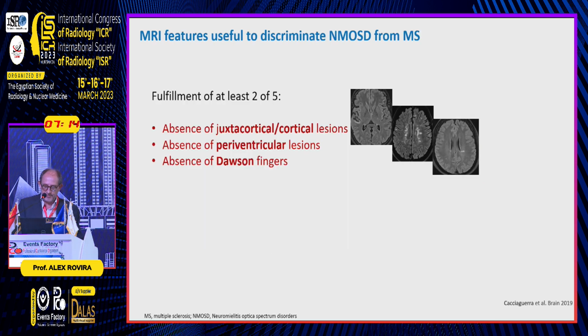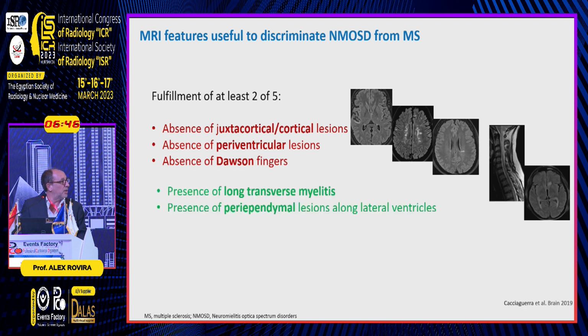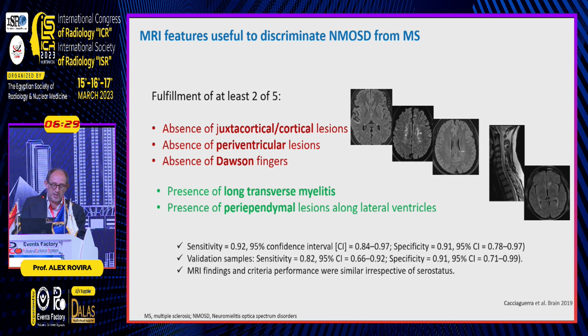More recently, Carciaghera from Italy proposed another set of criteria, also very easy to implement. You need to fulfill at least 2 of the following 5 criteria in order to make a diagnosis of NMOSD. One, no juxtacortical or cortical lesions; two, absence of periventricular lesions, these are cases of MS; three, absence of Dawson fingers. These are negative criteria, and now the 2 additional criteria are positive. You have to demonstrate long transverse myelitis or periependymal lesions such as the one I showed you before. So if you have at least 2 of these findings, then the possibility that this corresponds to aquaporin 4 is extremely high.